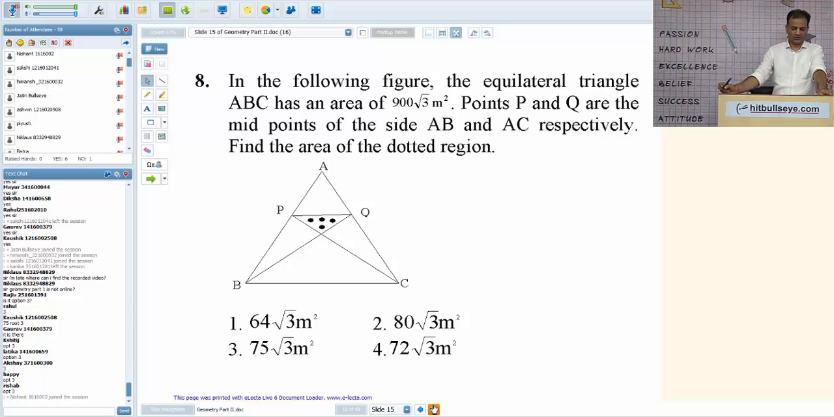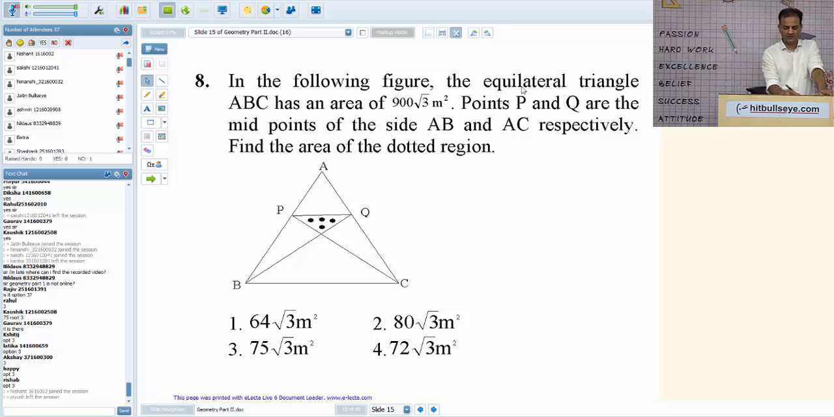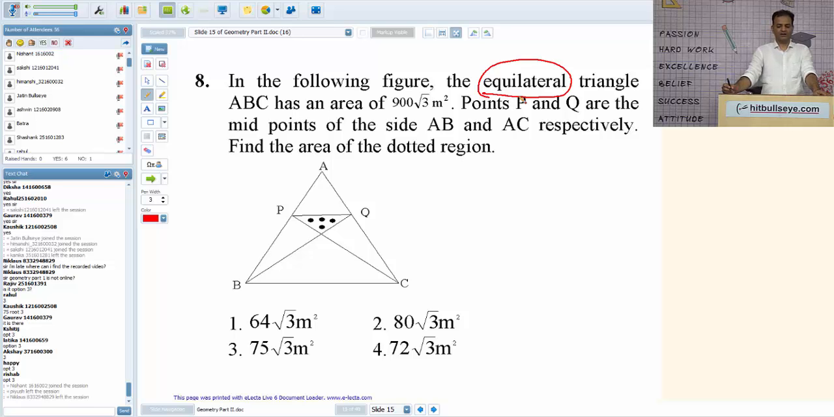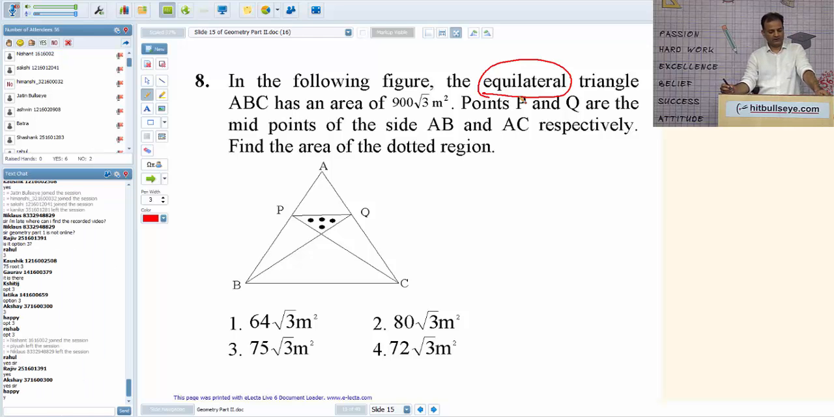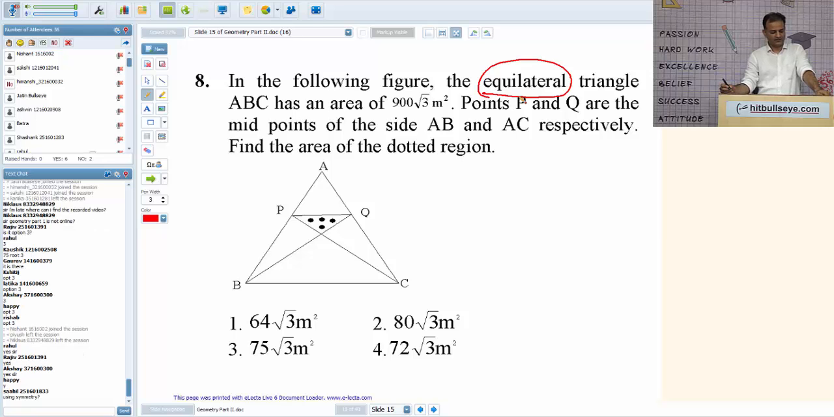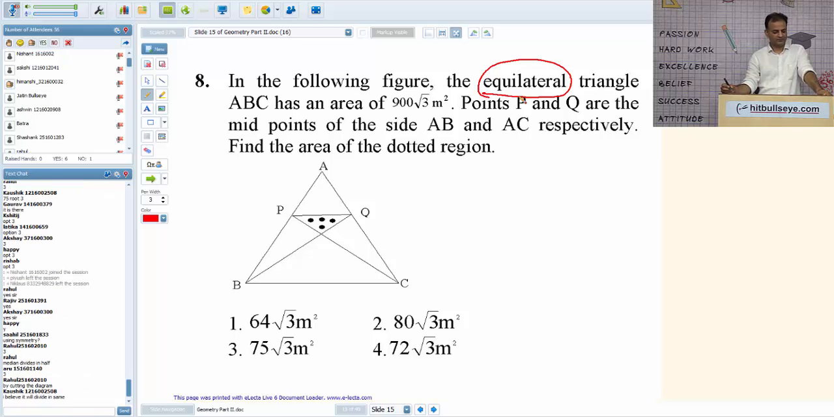suppose equilateral triangle is not given in the question. Suppose I am asking, in the following figure triangle ABC, equilateral is not given. Can you find the answer? If equilateral is not given, can we find the answer? In the following figure, triangle ABC has an area of 900√3. Now without equilateral, how can we find it? Using symmetry, very good. Median divides in half, very good. If you know the property of median, by cutting the diagram, those who are aware of the property of median can do this question orally.